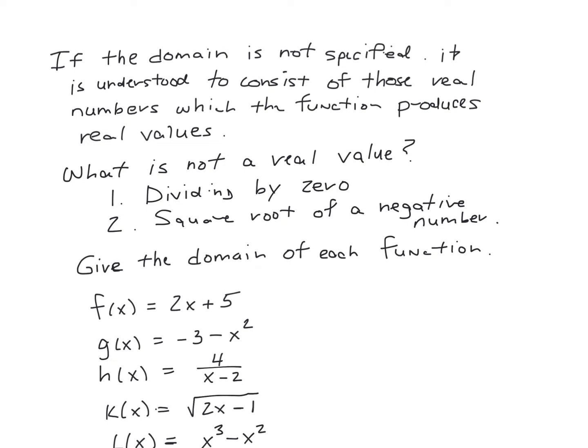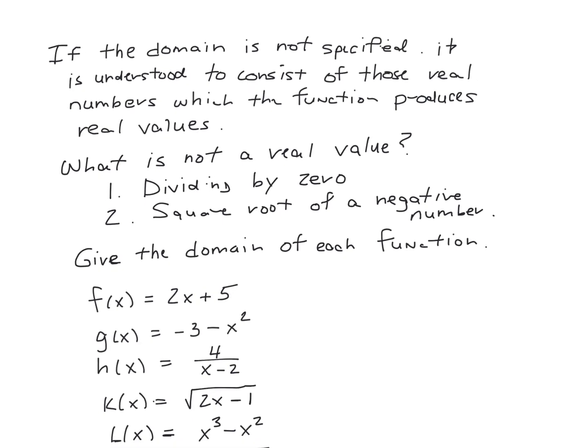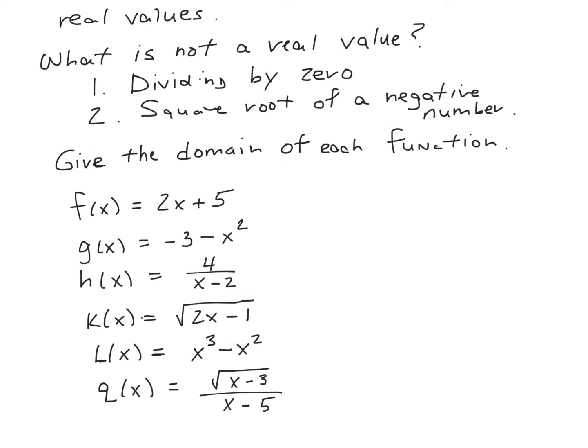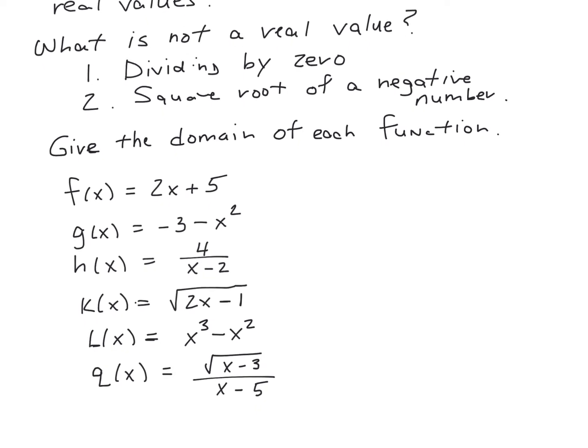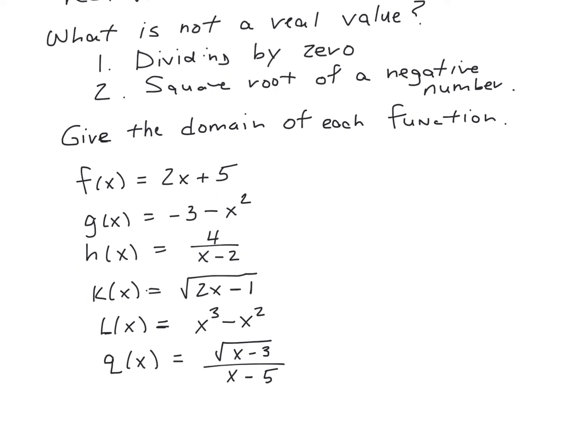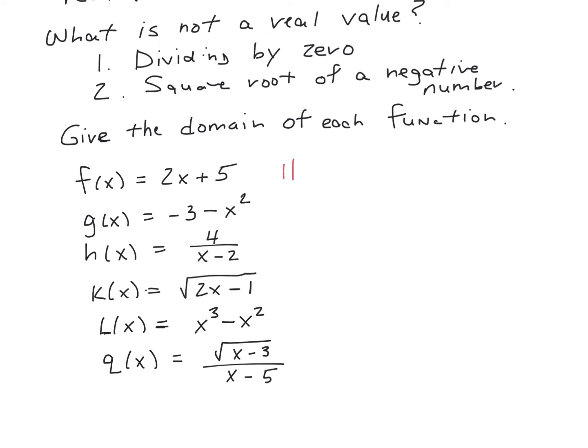So when you're given a function and stating the domain, if it doesn't have a fraction or a square root, your domain would simply be all reals. For example, in these particular functions, this first one, 2x plus 5, is linear. Again, it doesn't involve a fraction or a square root, so that would be all reals. The second one here is a parabola, that would be all reals. Skipping down to L of x, this would be all reals.